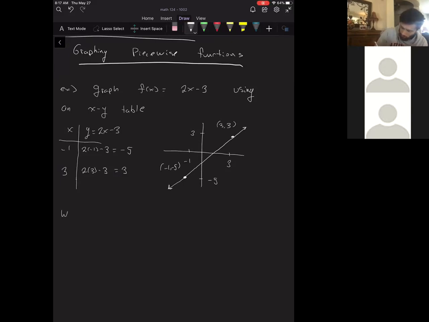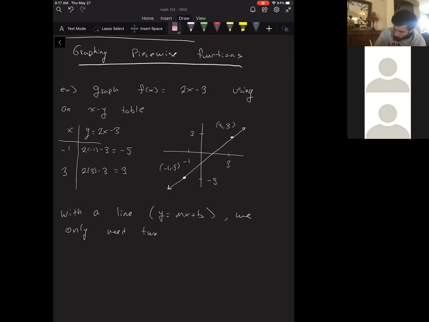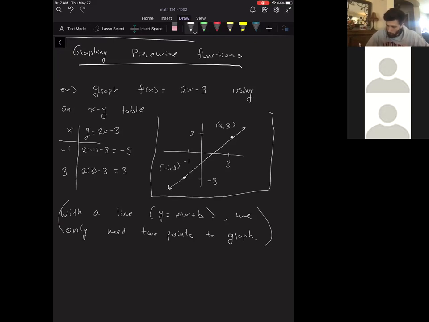So with a line, and when we mean line, what we mean is y equals mx plus b, we only need 2 points to graph. Okay, let's put that in parentheses. All right, so here we made an XY table. We've got 2 points. We connected them with a line, and this would be our answer. This is the graph of that line by using an XY table.